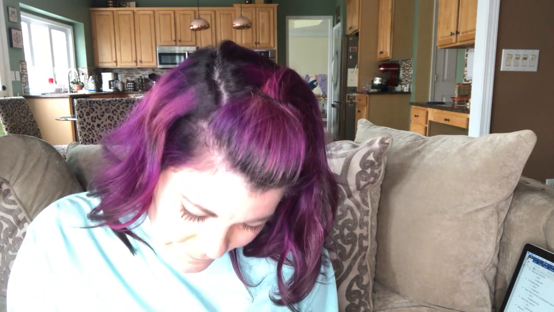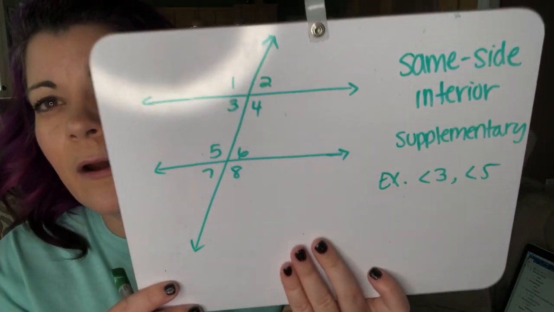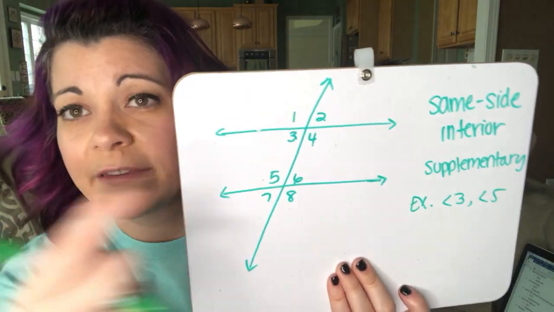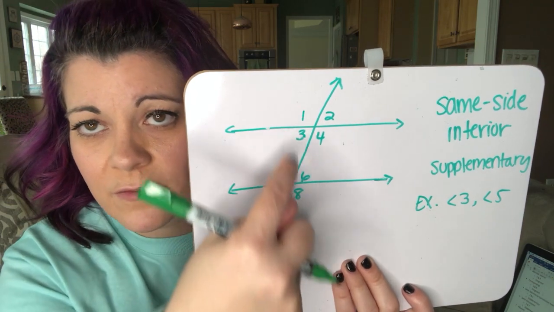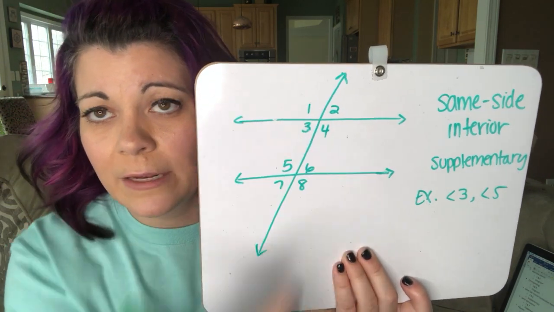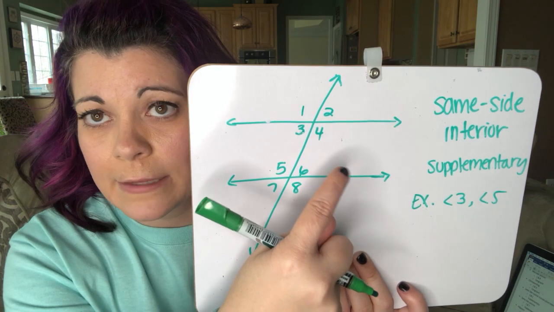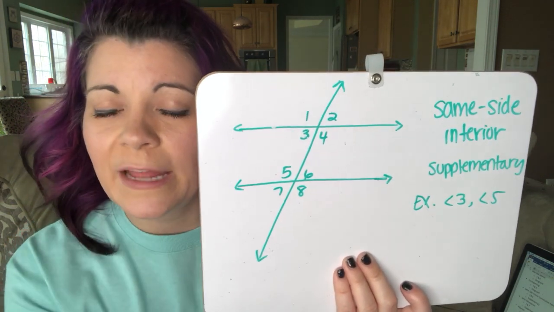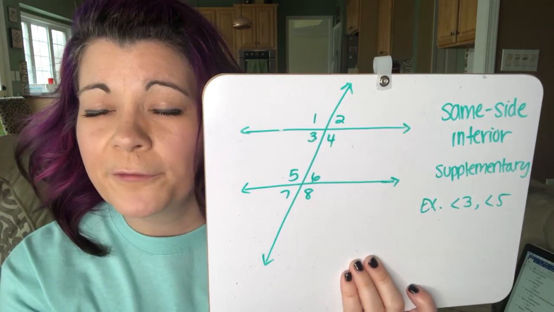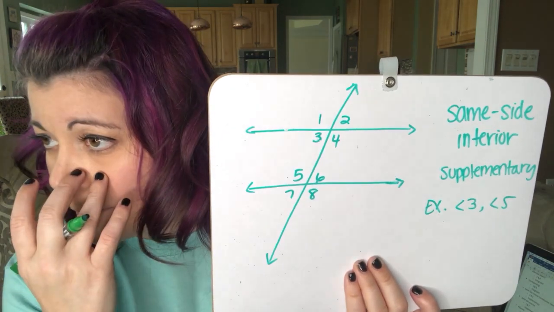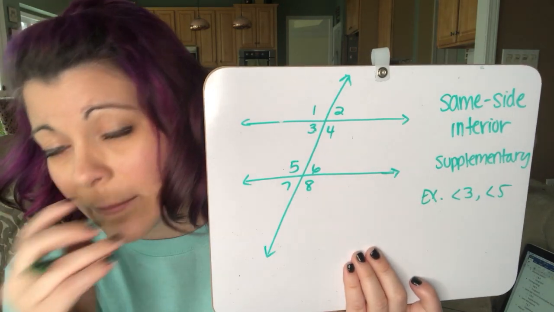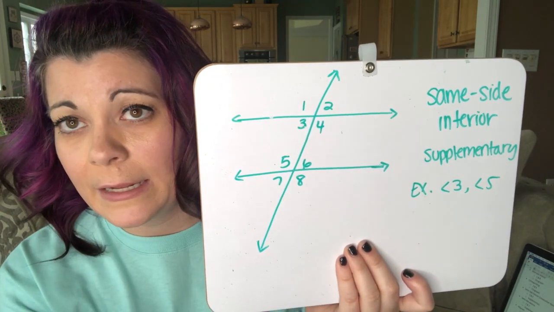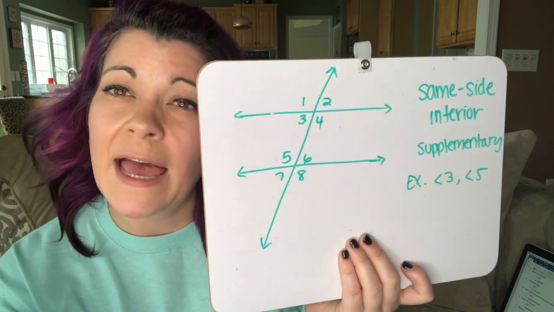So for example, here, angle 3 and angle 5. So they are same side interior or consecutive interior. So they're on the same side of the transversal and they're interior. Angle 5 and angle 3, or angle 6 and angle 4. They're all same side interior. So if I said angle 3 was 50, then angle 5 would have to be 130, right? Because 130 plus 50 is 180. So they're supplementary, they have to add up to 180.